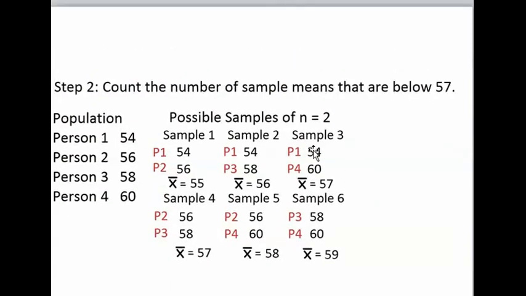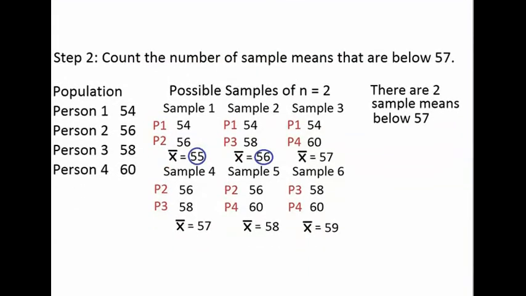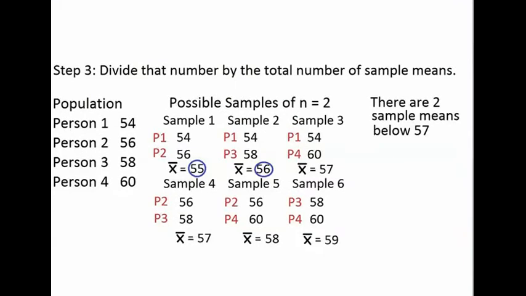Step 2 is counting the number of sample means that are below 57. 55 is below 57, and 56 is below 57. So it looks like 2 out of 6 possible samples have a sample mean that's below 57. Now that we've counted the number of sample means that are below 57, we can move on to step 3. In step 3, we just divide the number of sample means that are below 57, which is 2, by the total number of sample means, which is 6.